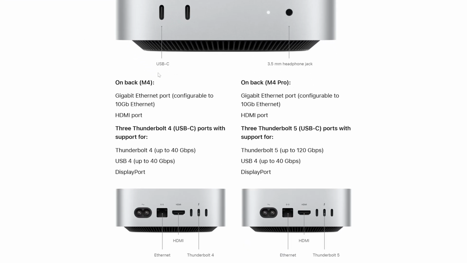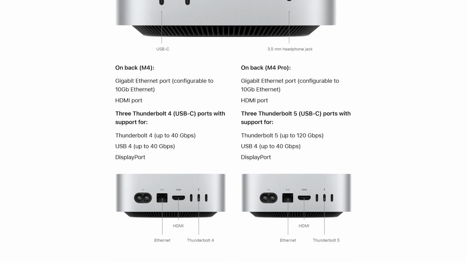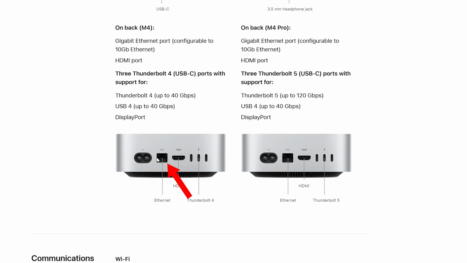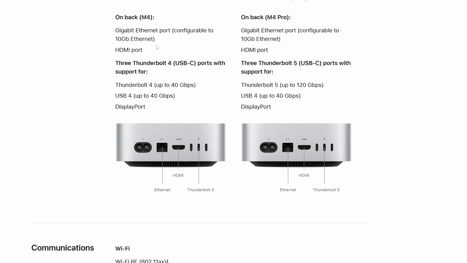And if we talk about the backside, here you can see in case of the normal M4, we're going to get this Gigabit Ethernet port, which is this one. And the good thing here is these ports are configurable up to 10 Gbps of Ethernet, which is really nice to see, because even in case of PC motherboards, you will see they offer only 1 GB of Ethernet, and at max 2.5 or 5 gigabit of Ethernet. But here with the Mac Mini, you're going to get this 10 gigabit of Ethernet.